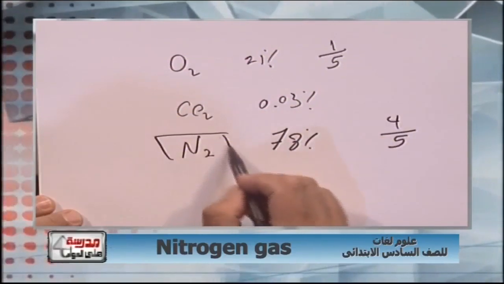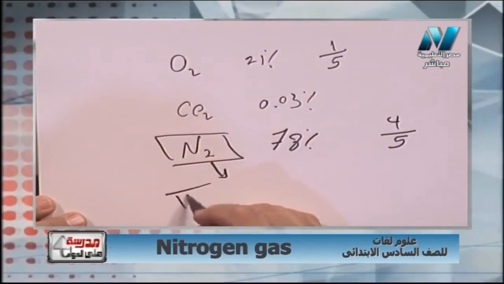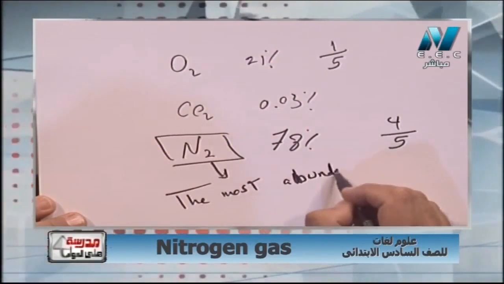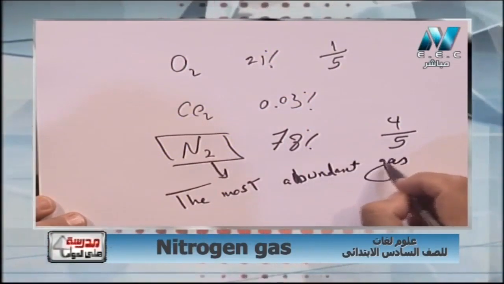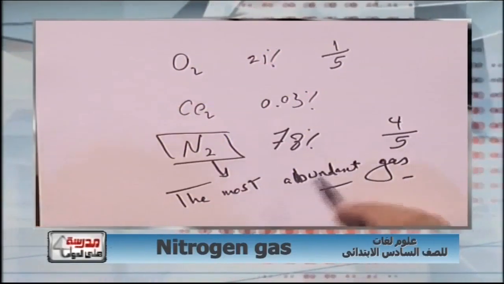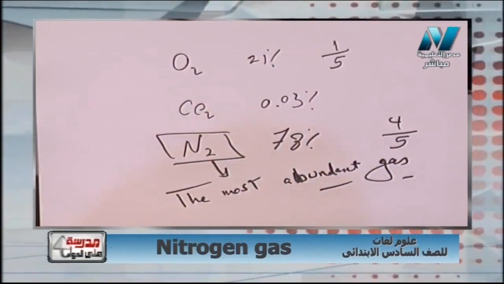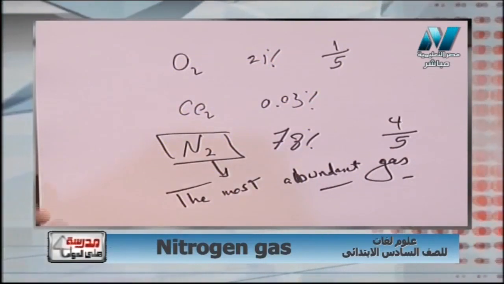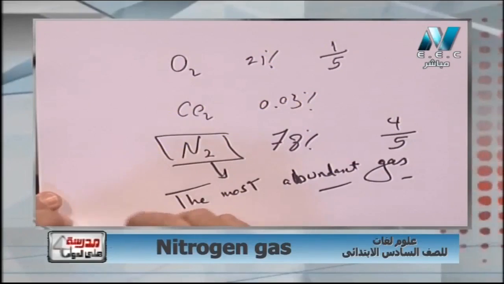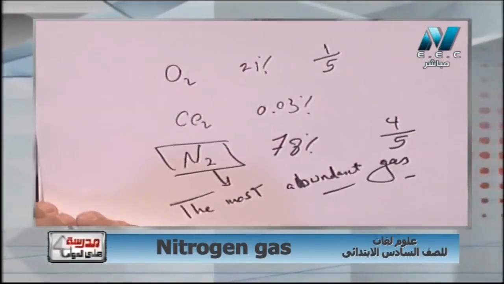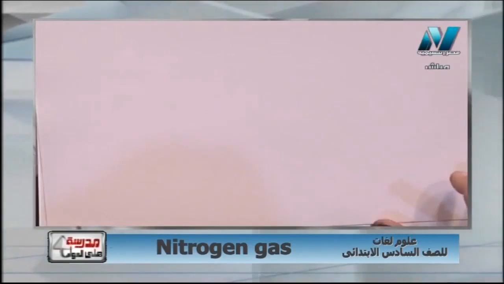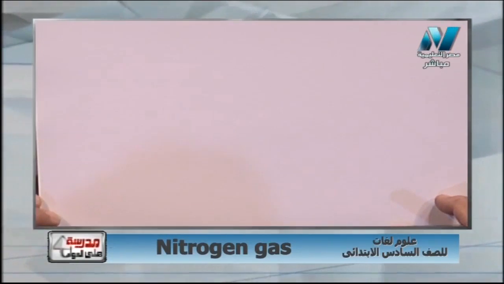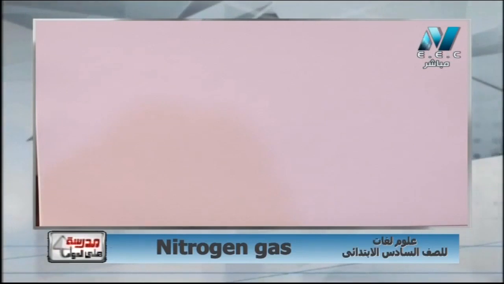So I can say nitrogen gas is the most abundant gas in the air, because it occupies about 78% or 4/5 of the air volume. So we always know that nitrogen gas is the biggest gas in the air around us. But carbon dioxide is the least gas, the smallest gas we studied, at 0.03%.